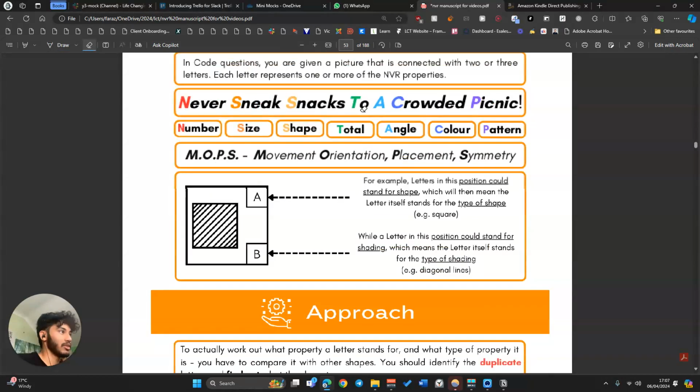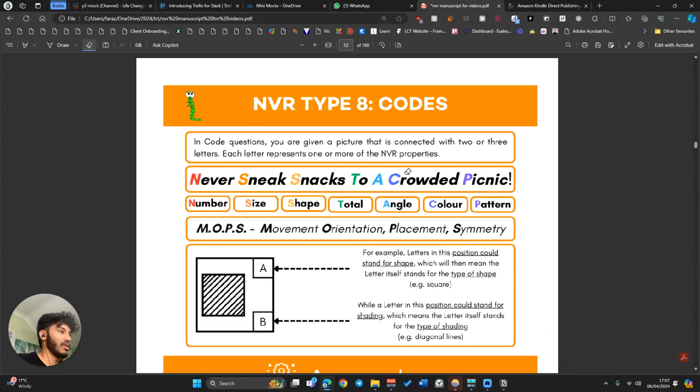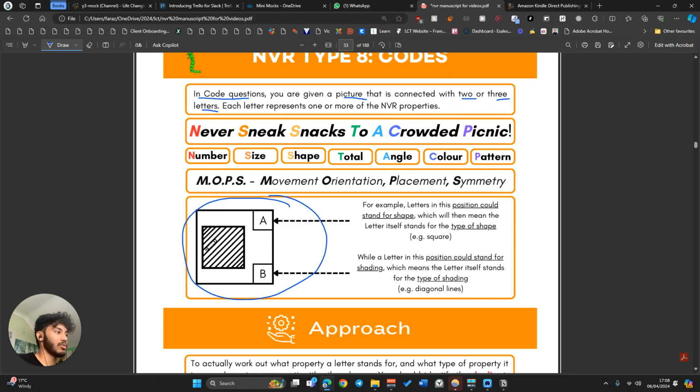I'm going to go very slowly through this help sheet and explain everything step by step. First things first, in a codes question, you're given a picture that is connected with 2 or 3 letters. Usually you'll have something like this with 2 letters. When you're reading instructions like this, first you want to relate what these words are saying to the example that they've given you.